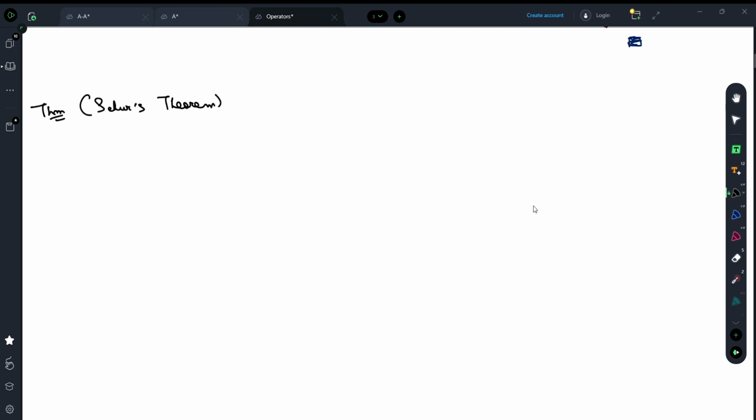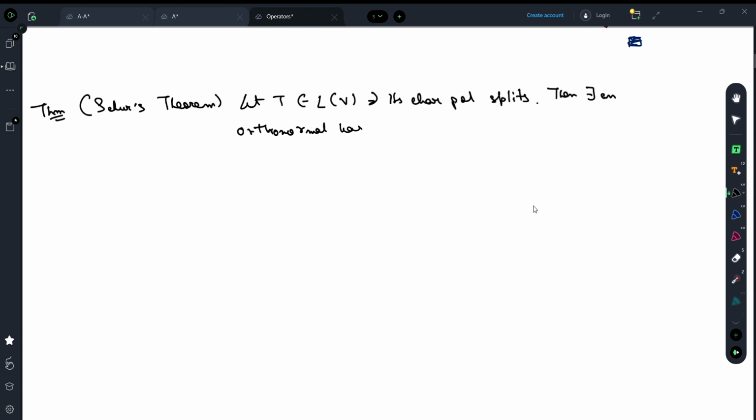In this case, we will be more specific about a basis. We will say that let T be a linear operator on a vector space V such that its characteristic polynomial splits. Okay. Then there exists an orthonormal basis, say beta, such that the matrix of T with respect to beta is upper triangular. Obviously, this orthonormal basis will be a basis for V. That's nothing to be mentioned specifically.